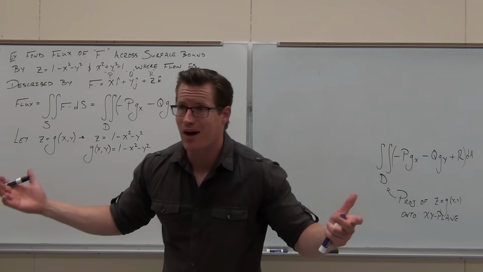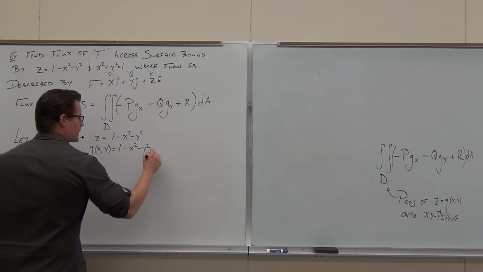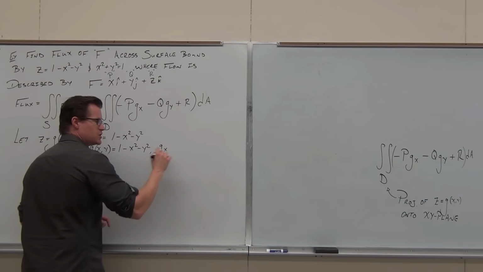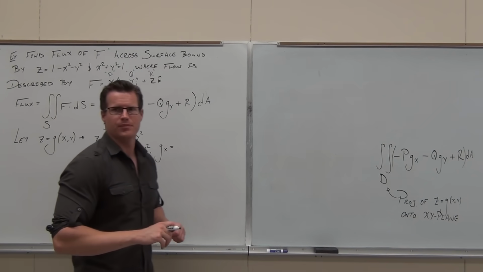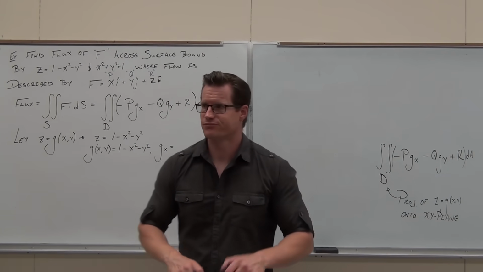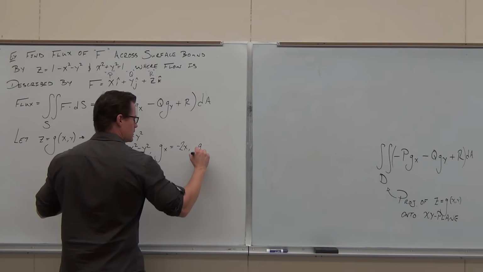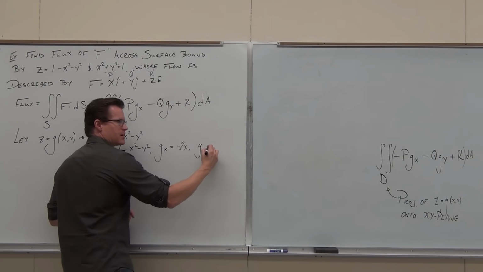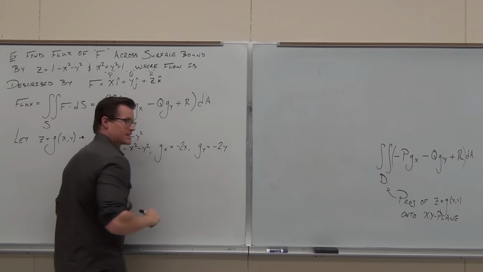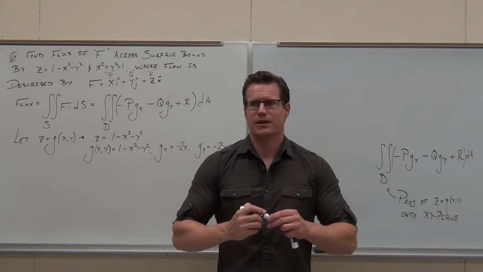Notice there's just x's and y's. So I want to, right now, find the partial derivative of g with respect to x. Can you do that? Is it really easy? Yeah. What is it? Negative... and again, with respect to y, negative 2y. That's it. So the vector, look, it's nice.